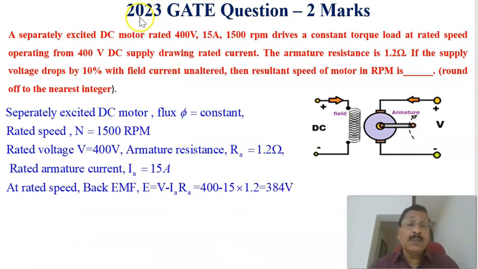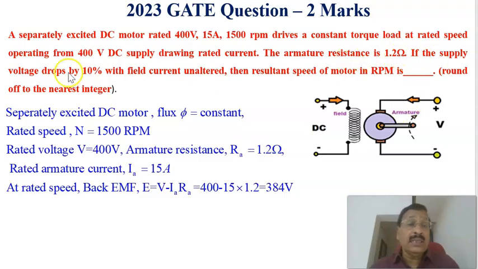Now let us see another problem, a 2023 GATE question that carries 2 marks. A separately excited DC motor which is rated at 400 volts, 15 amperes, 1500 RPM drives a constant torque load at rated speed, operating from a 400 volt DC supply drawing the rated current. This is a separately excited DC motor. The armature resistance is equal to 1.2 ohm.